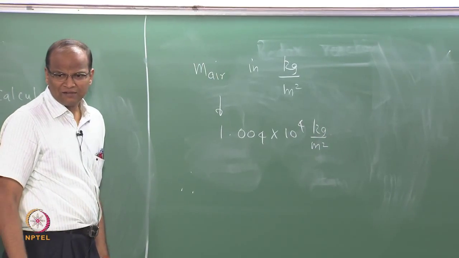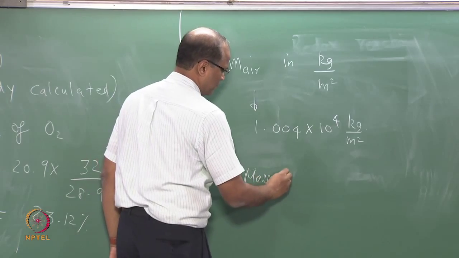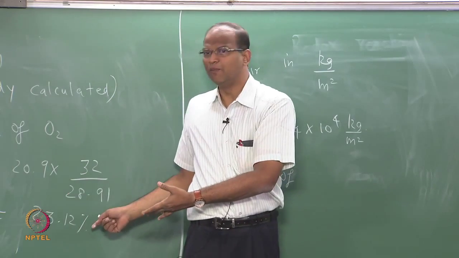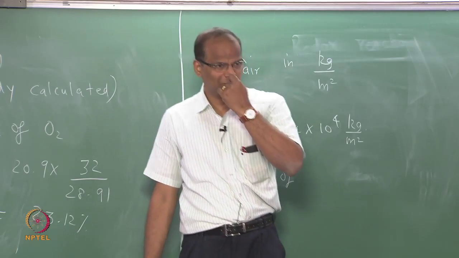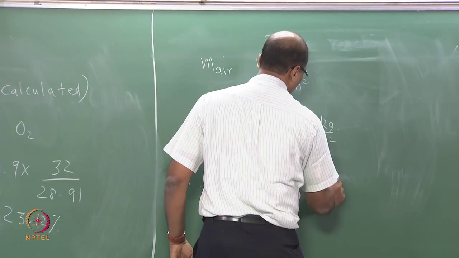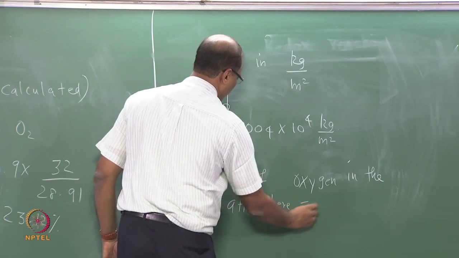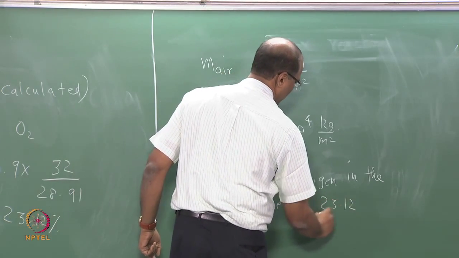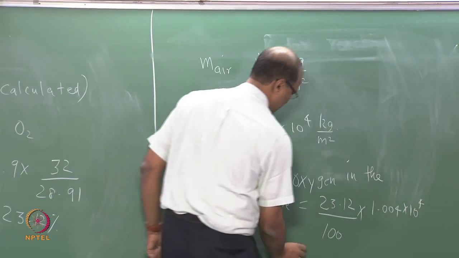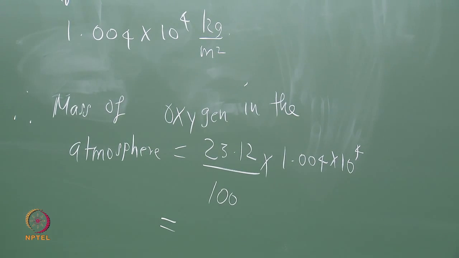Therefore, what is the problem? Reconcile. Therefore, mass of oxygen in the atmosphere, correct? So, you have to see 1.004×10⁴, out of that 23.1%. 23.1% is oxygen, therefore 0.23×1.004 will be oxygen, right? Therefore, the mass of oxygen must be close to the value given in the table, otherwise we are in trouble. I hope to get it.